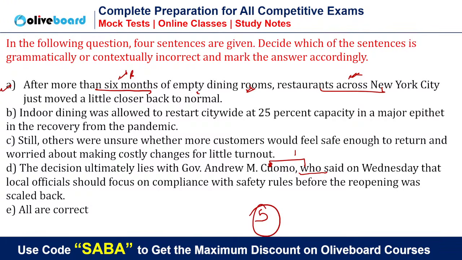So it is absolutely correct. Abhi, I told you across can carry the sense of all over also. Across New York City, just moved a little closer back to normal. Aren't you getting the sense of hidden comparison? After lockdown, the restaurants are moving a bit closer back to normal. So there is a sense of hidden comparison. A is absolutely correct. There is no mistake in A. Because we are giving a hidden comparison. In comparison to COVID time, now they are moving a little closer back to normal.